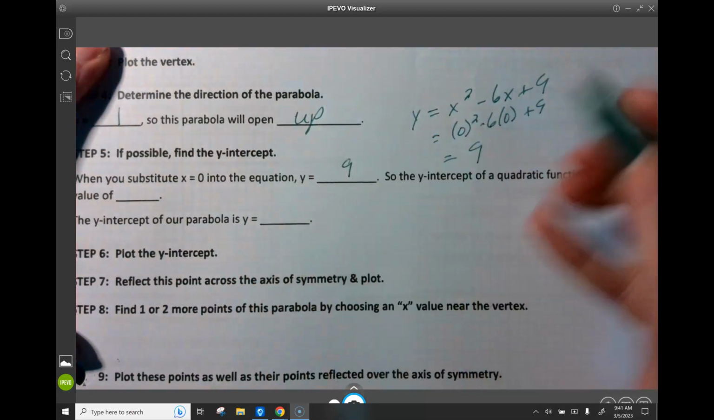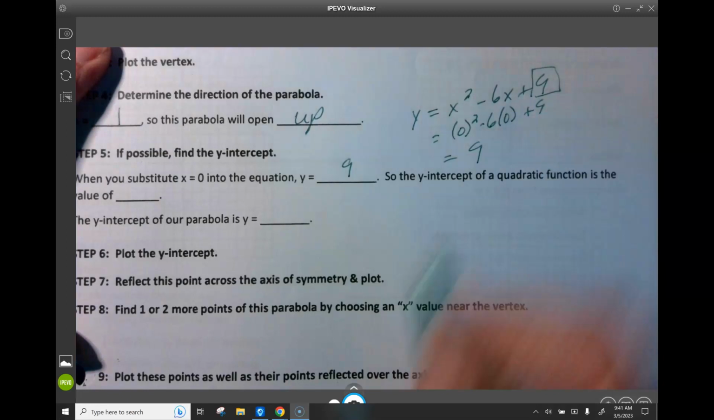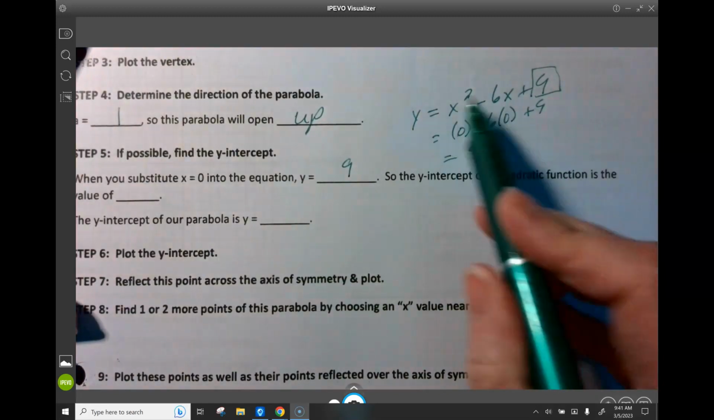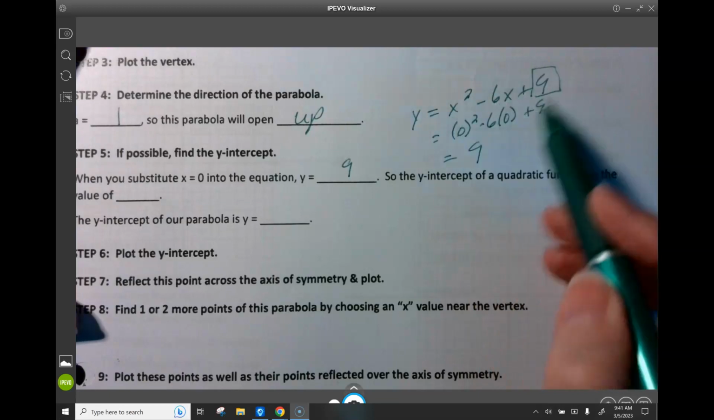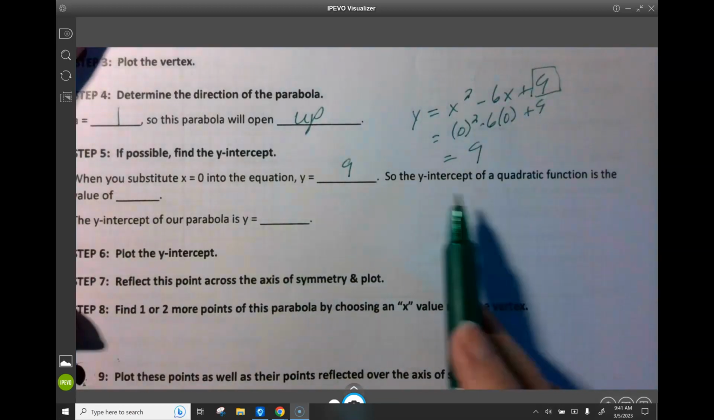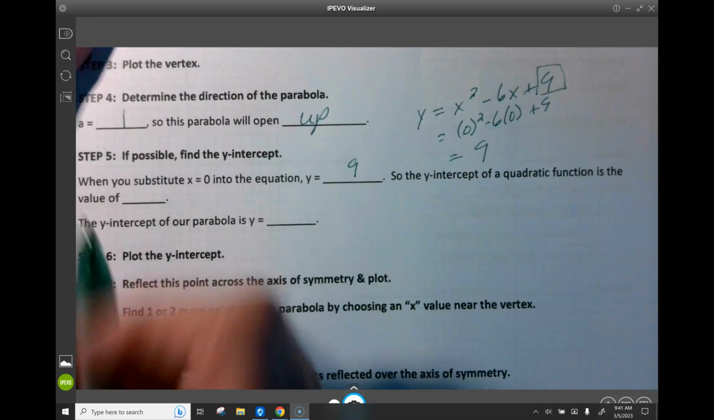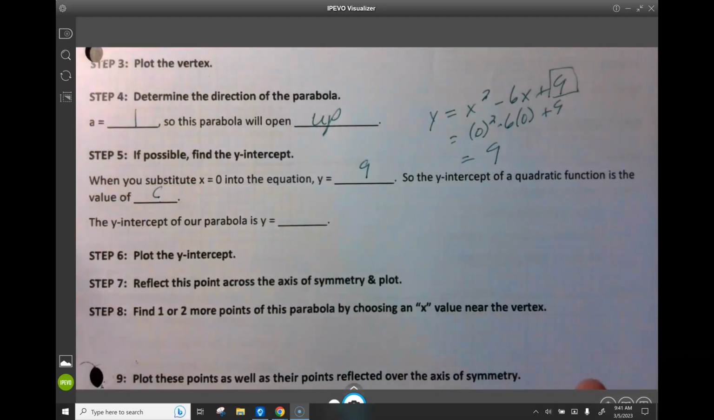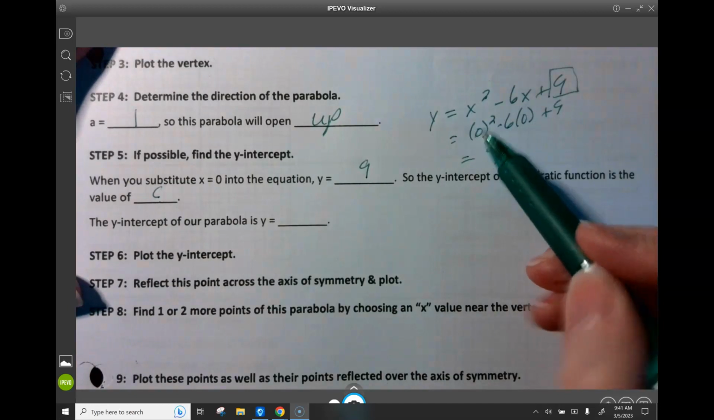Now look at that. Where else do I see 9? That's right. That's going to happen every time. That's not an accident, because when you plug in 0 for these other two terms where there's a variable, they're going to drop out. So the y-intercept of a quadratic is the value of c. Whatever c is, that's going to be it. Don't worry if you don't memorize that one, because you can always just plug 0 in.